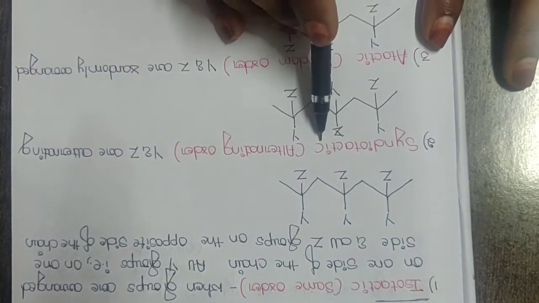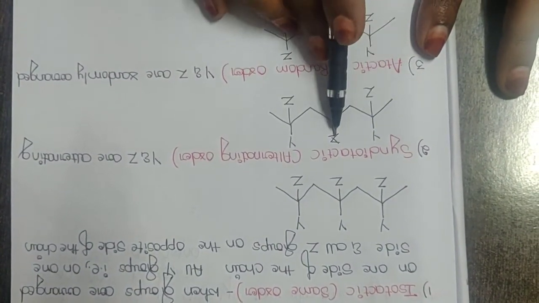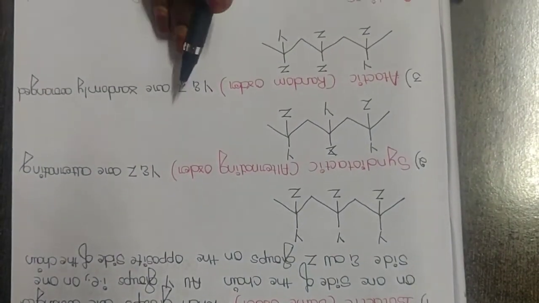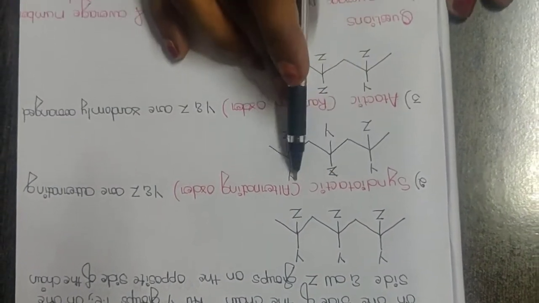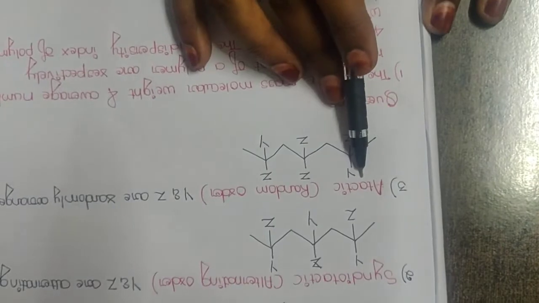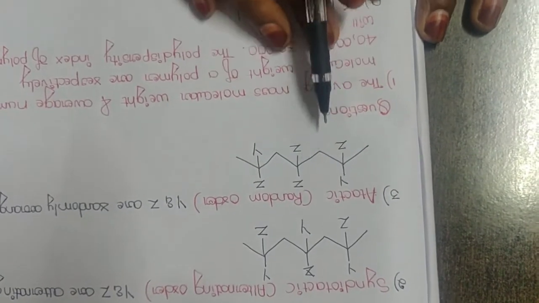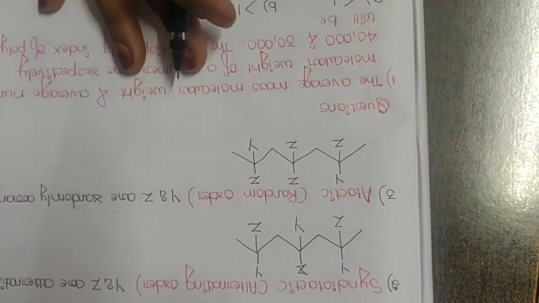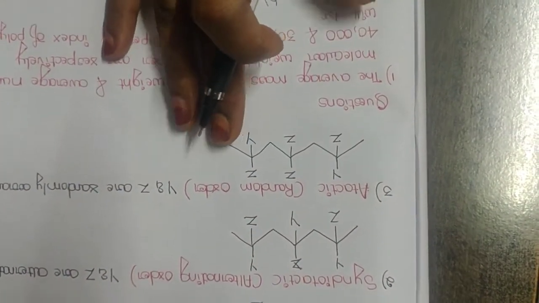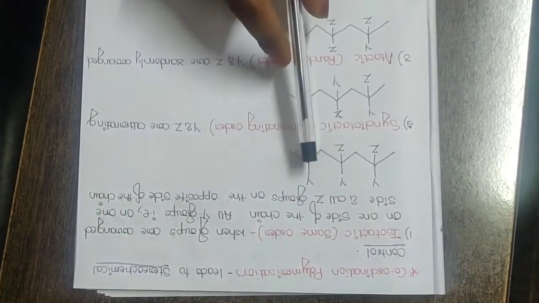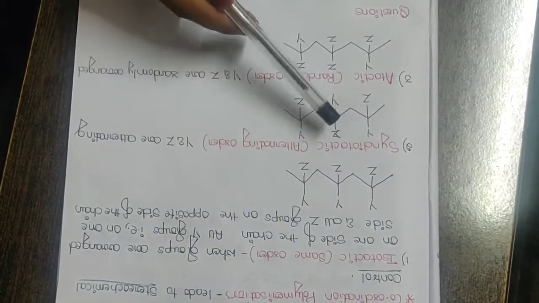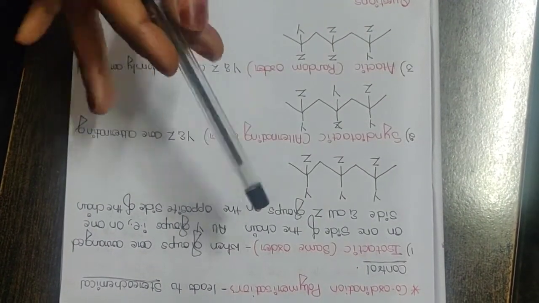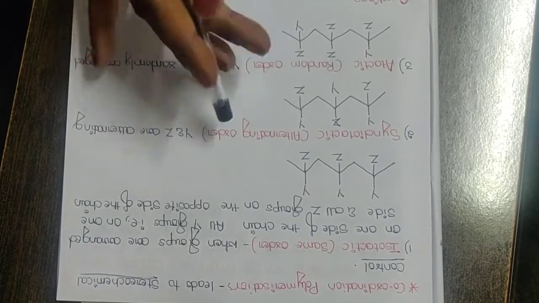Whereas syndiotactic refers to Y and Z groups in an alternating arrangement. You can see here Y Z Y, Z Y Z, and that is called a syndiotactic arrangement. The third one is atactic, where Y and Z are arranged randomly. Okay, so this is very important. Coordination polymerization gives stereochemical control, and we get three types of stereopolymers: isotactic, syndiotactic and atactic. Iso means same, syndio means alternating, atactic means randomly arranged.